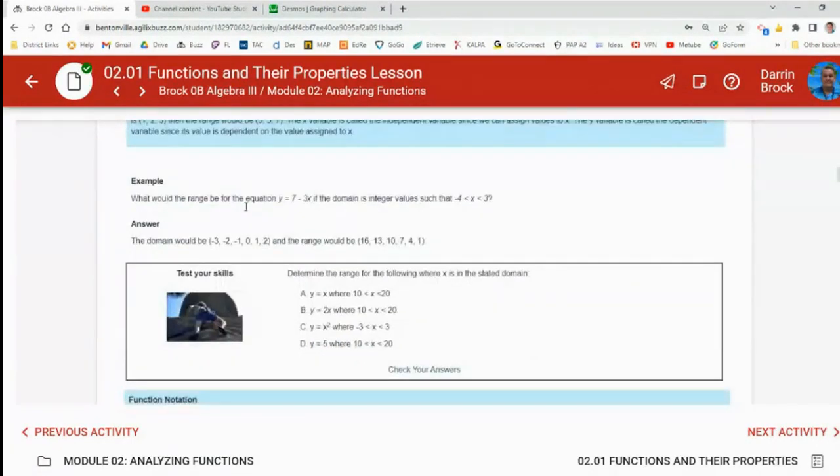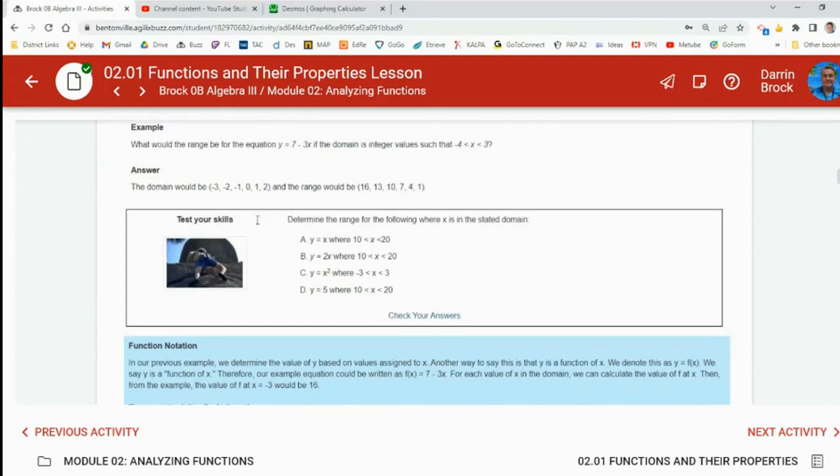So what would be the range for the equation y equals 7 minus 3x if the domain is between -4 and 3, but does not include -4 and 3? So what we would do is we would substitute -4 in and get a value, and substitute 3 in and get a value, and know that the range would be the numbers in between there, but not including those. So here, the answer would be -3, -2, -1, 0, 1, and 2.